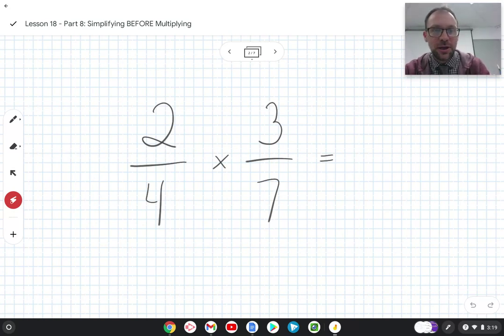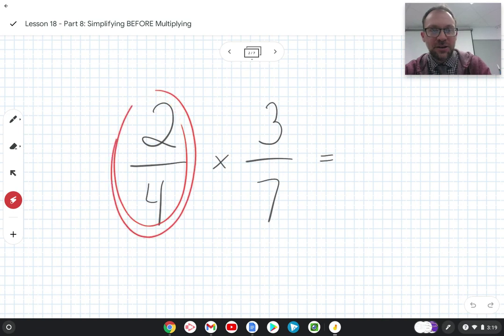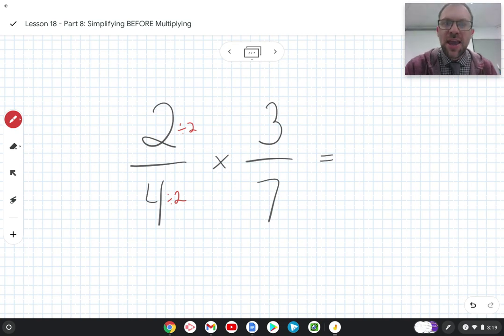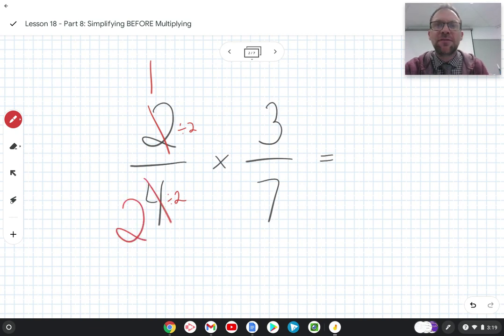Let's check it out. 2/4. Let's start here with this first factor, 2/4. Well, I know that 2/4 is equal to 1/2. What I could do is divide 2 by 2 and 4 by 2, because 2 is the greatest common factor, and what I'll get is 1 over 2, or 1/2. And then I come over here to the second factor, 3/7. Oh, 3 and 7 are both prime numbers. That means this is already in simplest form, so I'm done.